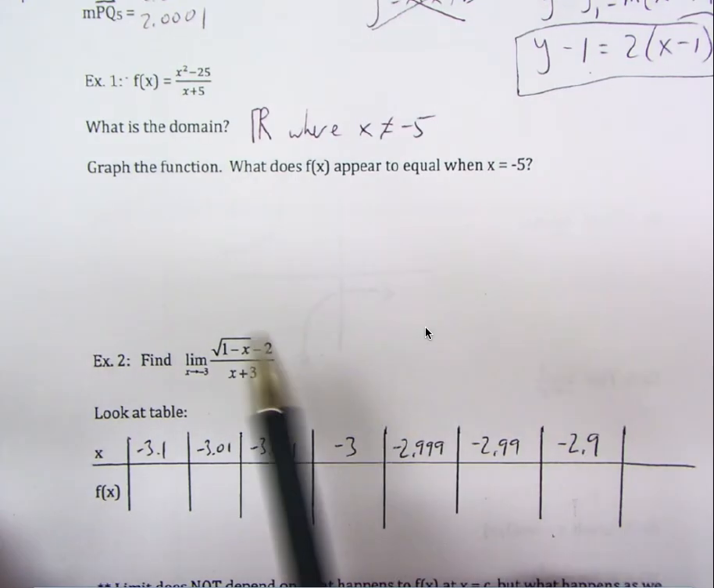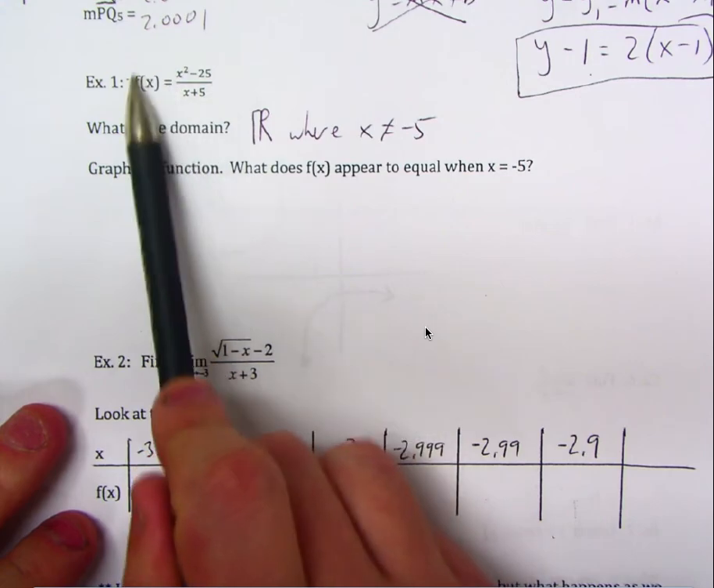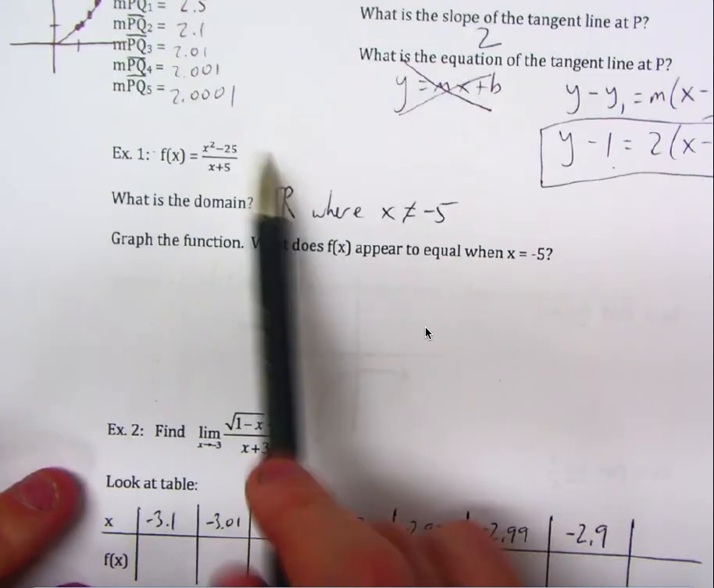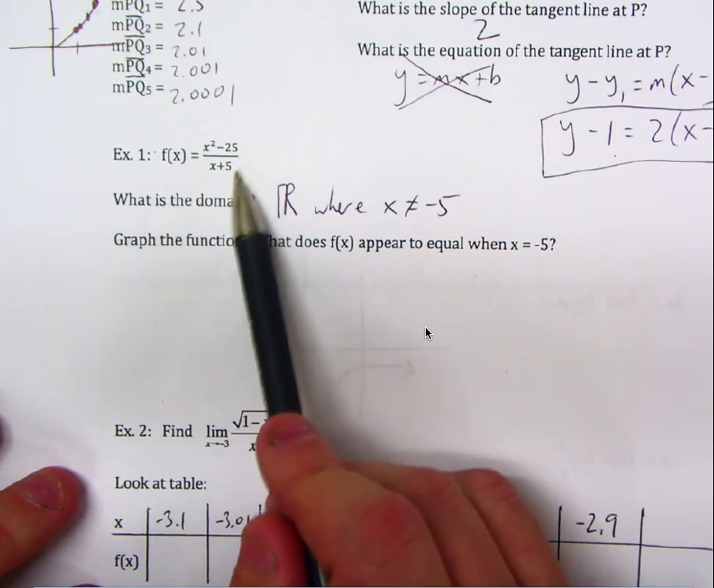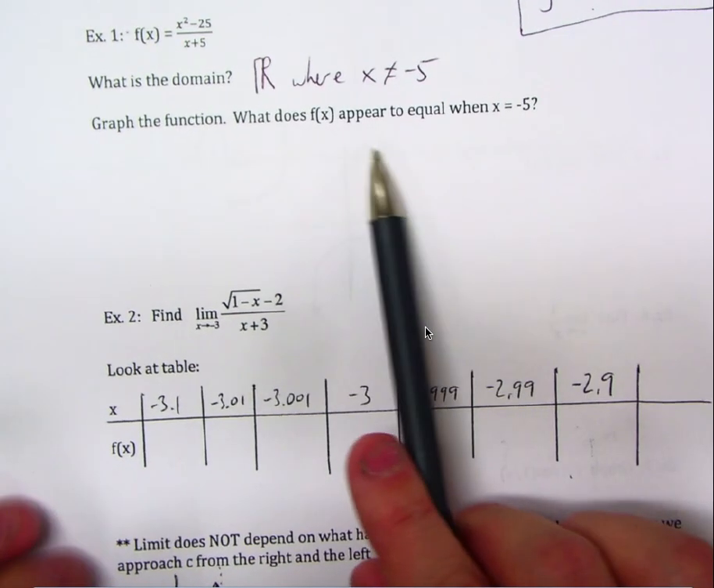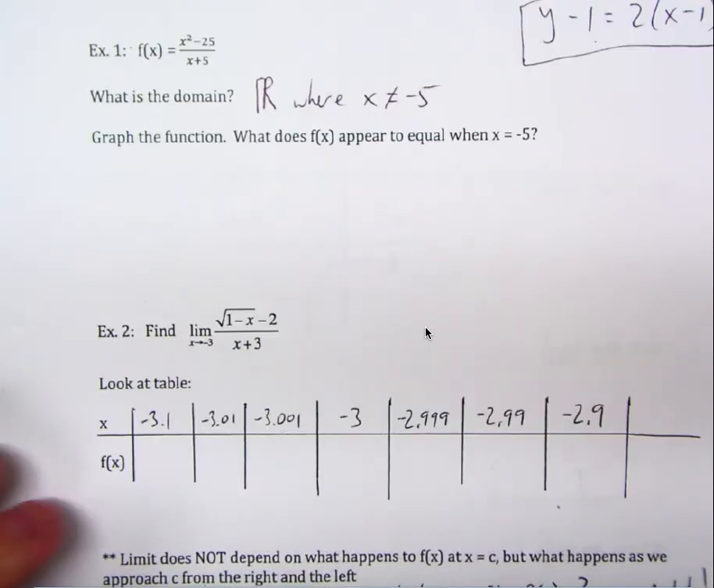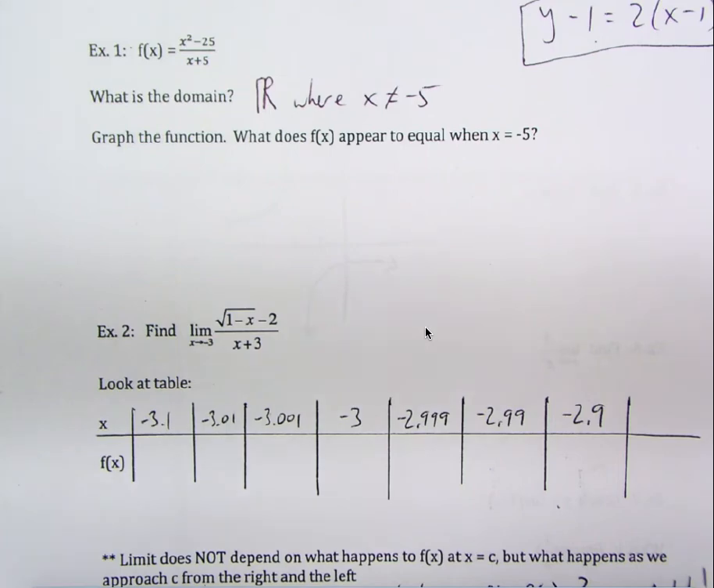But what I want you to do is take your calculator and I want you to graph this function. Now remember, when you graph, oftentimes you need to put parentheses around your entire numerator and denominator to get it to graph exactly what you want. So I want you to graph this function. And what does the y value appear to equal when x is negative 5? Now y can't be anything at negative 5 because it's not in the domain. But what does it look like it is? So go ahead and graph that.